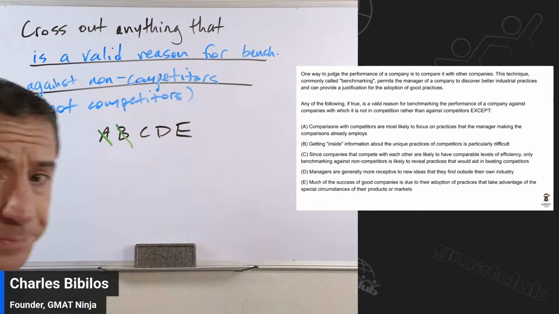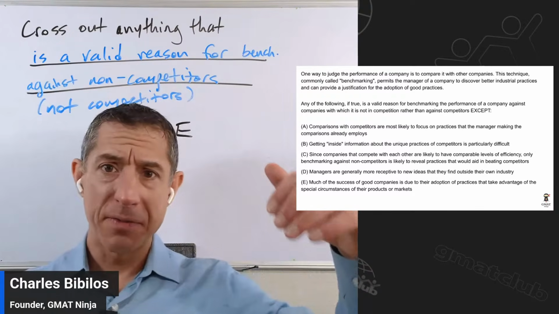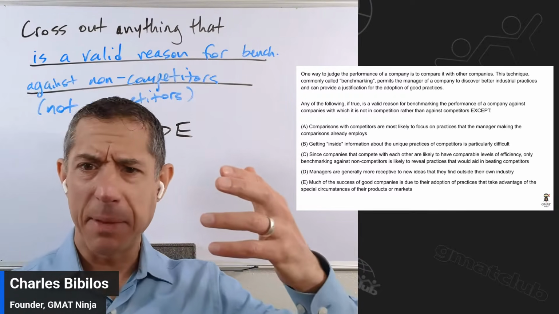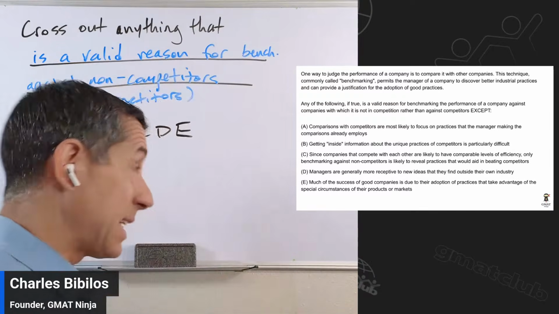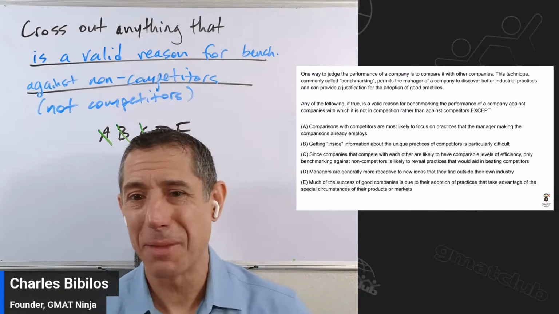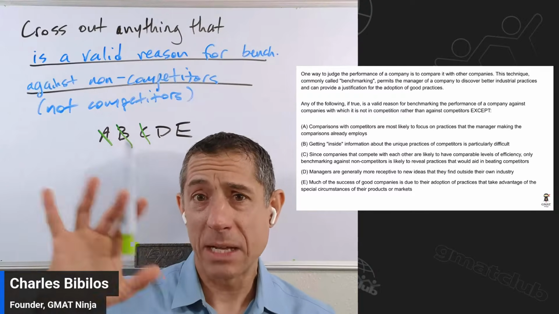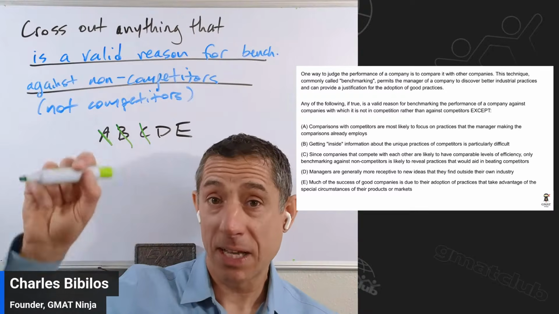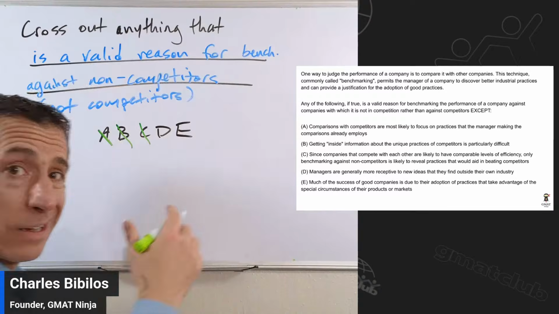We cross it out. C, since companies that compete with each other are likely to have comparable levels of efficiency, only benchmarking against non-competitors is likely to reveal practices that would aid in beating competitors. Well, that's a pretty bulletproof argument for benchmarking against non-competitors instead of competitors. So we get rid of that. Great reason. D, managers are generally much more receptive to new ideas they find outside of their own industry. So if a company is outside of your industry, it is by definition not a competitor. So if we're more receptive to ideas outside of our industry, those would be ideas from non-competitors. We're better off looking at those. So that's a valid reason to look at non-competitors.